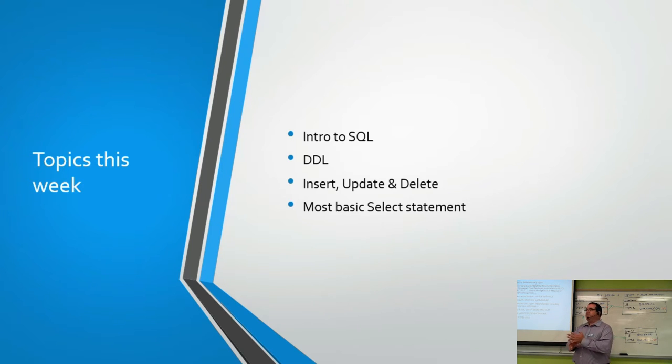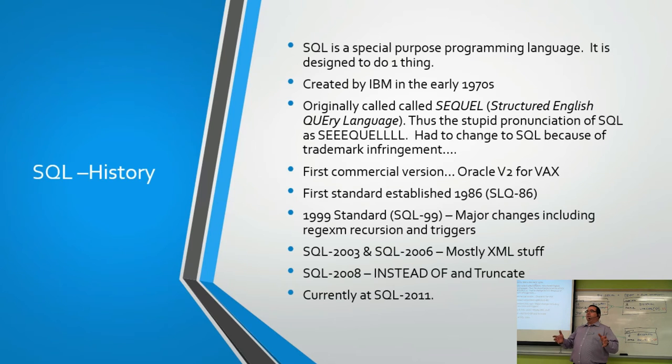In other words, Java is a general purpose language. C Sharp, C++, Basic, PHP, Python, those are all general purpose languages. They're designed to do one thing, or many things, and do them adequately. A special purpose language is a language that's designed to do one thing and only one thing, and it does it really, really well. SQL is a special purpose language. It was designed to do one thing well, which is talk to the database.